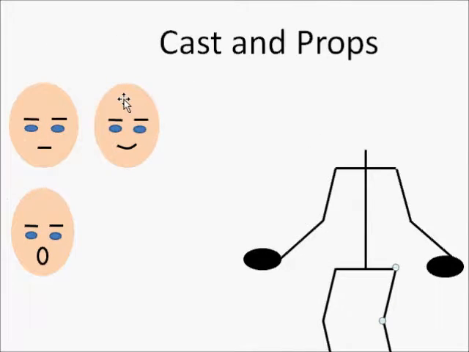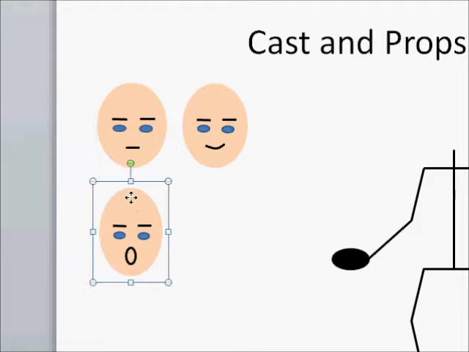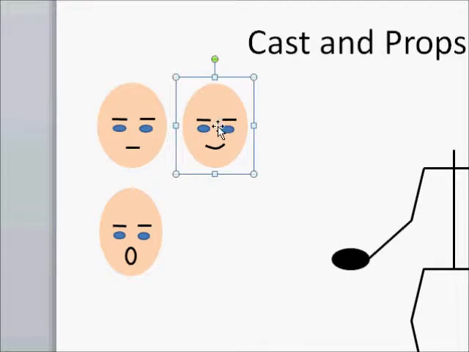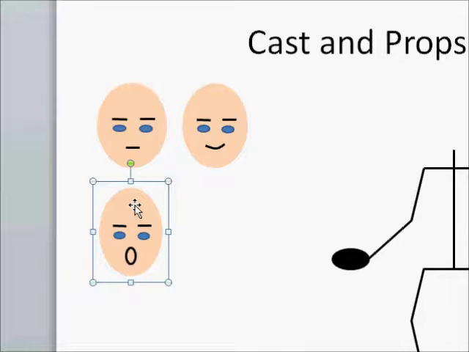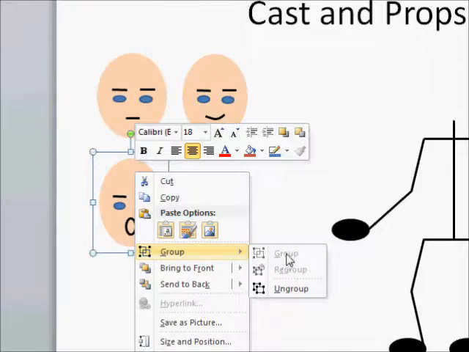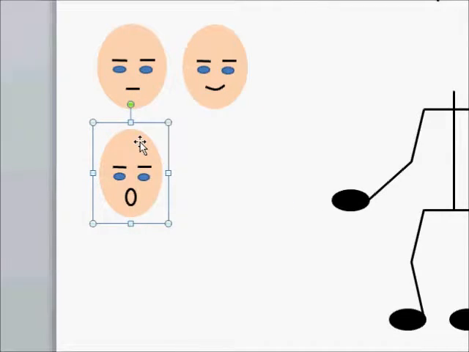Now the first thing I want to do with these is that these faces are grouped using the group feature in PowerPoint. I assume you know enough to draw lines and ovals, but the group feature is just Control G, or you can right click and find it here. I don't want to ungroup these right now. Making them a group really simplifies their use.